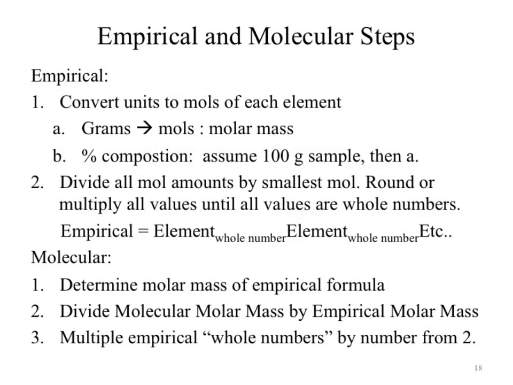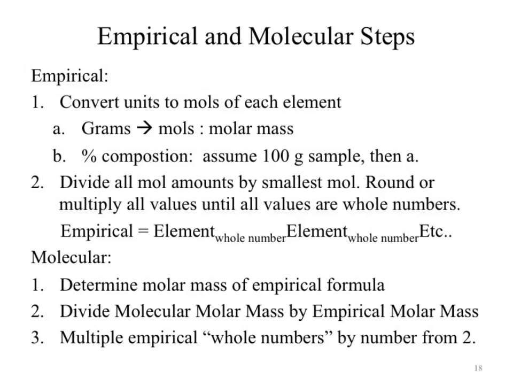To do the molecular formula, what we'll do is determine the molar mass of the empirical formula. How do we determine the molar mass? Add up what? The mass of each element, which you determine by looking at the periodic table. So you now have the molar or the molecular weight for the empirical formula. The next step is to divide the actual molar mass, so you'd have to be given that information, by the empirical molar mass. And you'll get a whole number.